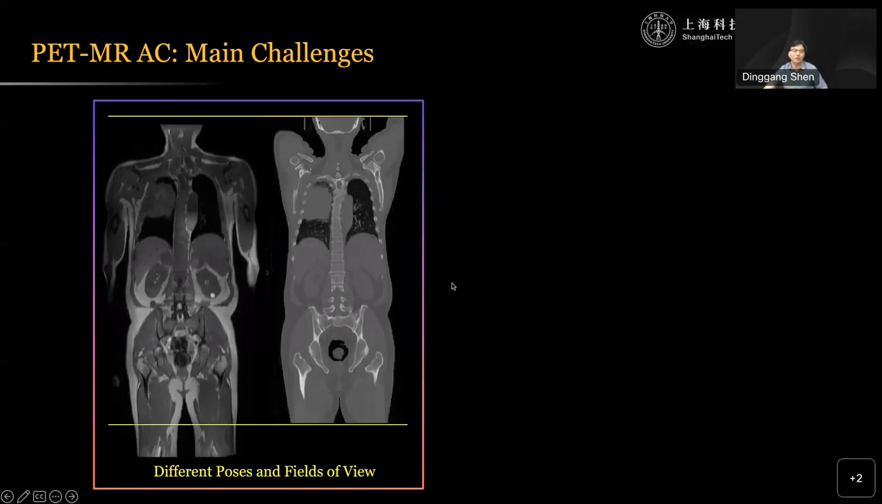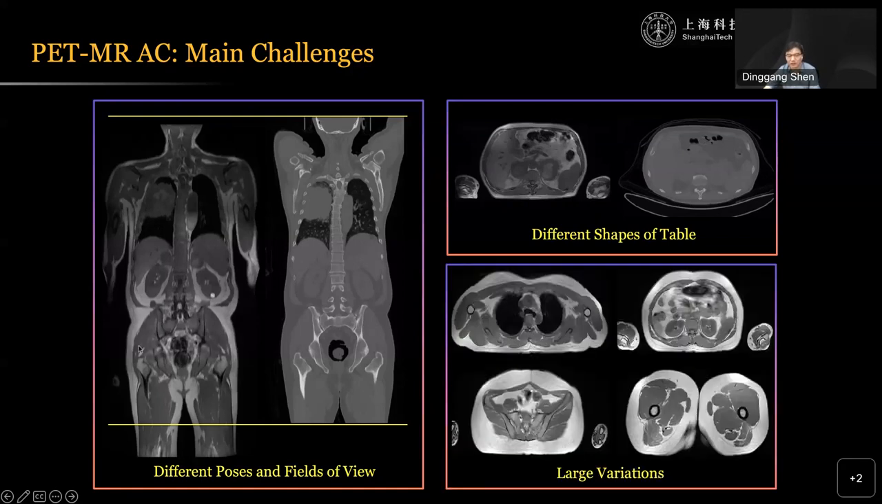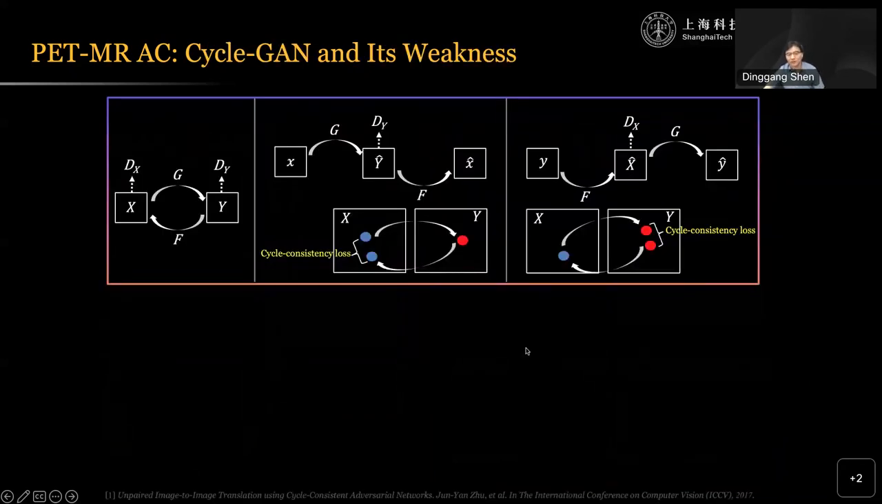But the issue here is that we usually do not have paired CT and MR images. Also, when you scan the CT image and the MR image, you can see the bed shape is different. For CT, you have this kind of curved table, and for the MR image, you have a flat table. So they have different table shapes. Of course, if you cut each part of the body, they correspond, but the shape can be very different across the body, from the head to the foot. It means larger variations, and we don't have the paired image.